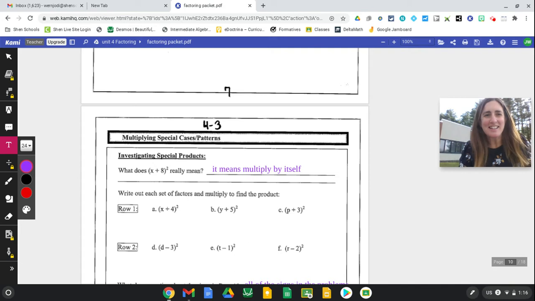I'm so excited. Today we're going to do lesson 4.3, multiplying special cases or patterns. It's going to be exciting, folks. Hang on to your seats.